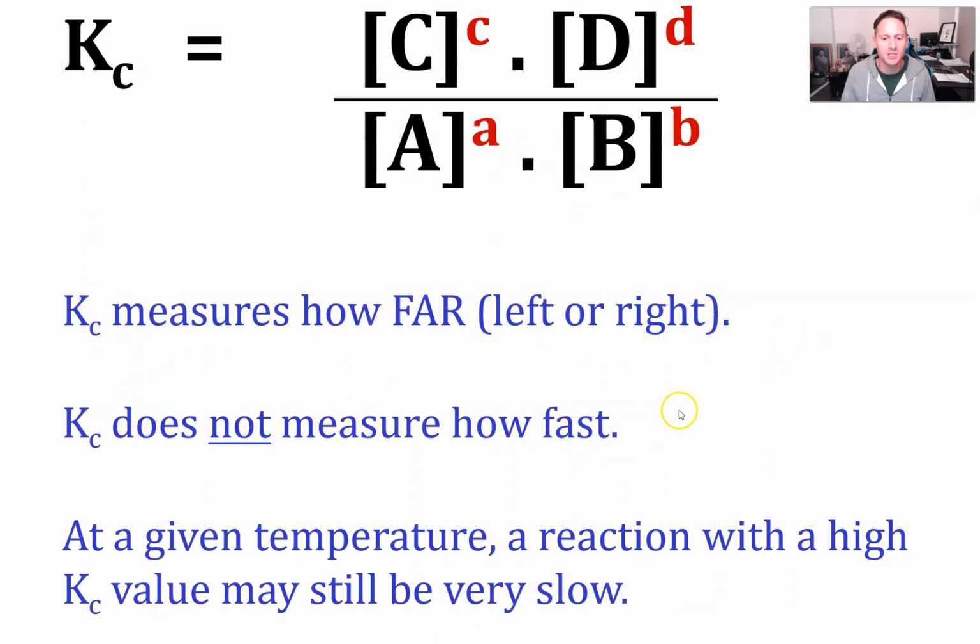So Kc measures how far that reaction occurs, to the left or to the right. It has nothing to do with rate of reaction, how fast it occurs. At a given temperature, a reaction with a high Kc value still may be very slow, and we'll continue to explore this concept as we look at some equilibrium practice problems, mostly in video 3.